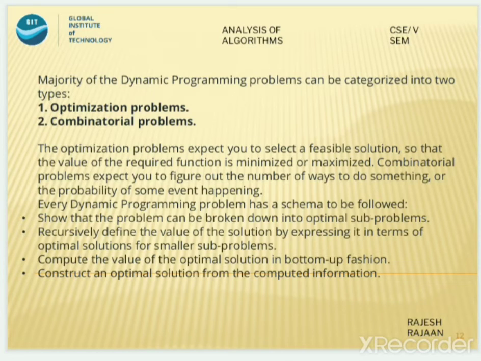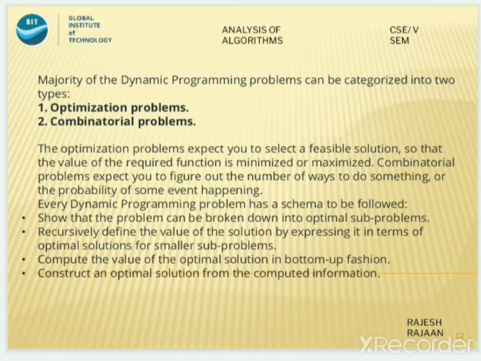The majority of dynamic programming problems can be categorized into two types: optimization problems and combinatorial problems. Optimization problems expect you to select a feasible solution so that the value of the required function is minimized or maximized. Combinatorial problems expect you to figure out the number of ways to do something or the probability of some event happening.